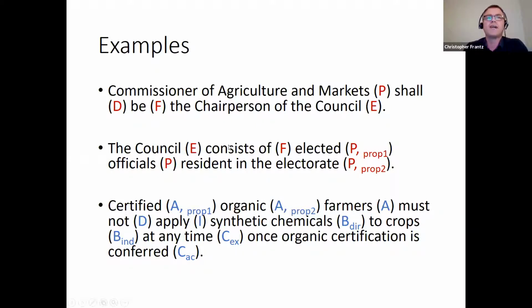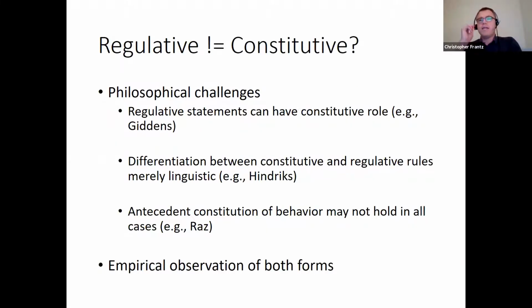Just for the sake of contrast, I offer the coding, of course, a regulative institutional statement at the bottom here, one we already kind of tentatively saw earlier on anyway. One of the key challenges we need to address is not so much to provide yet another syntax that we attach to the institutional grammar, but to address at the same time philosophical challenges and also empirical challenges.